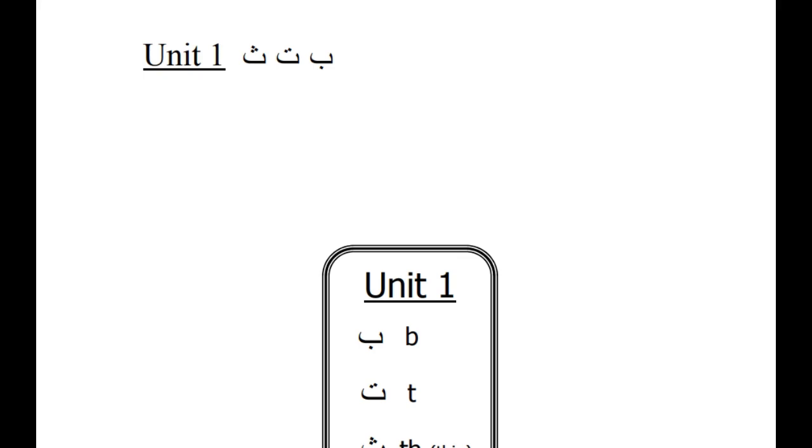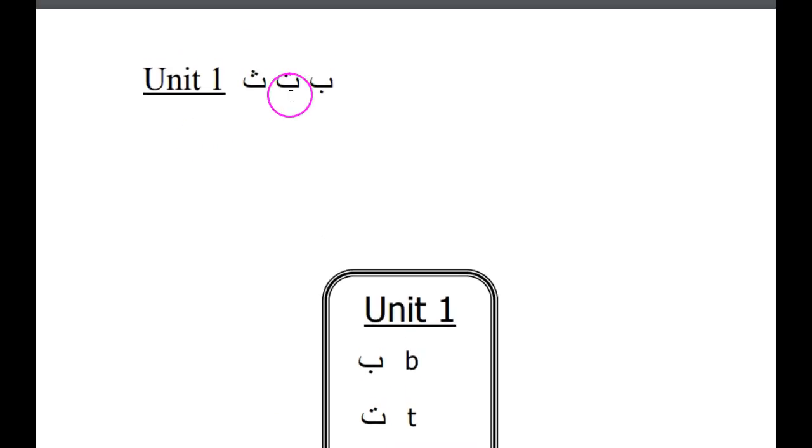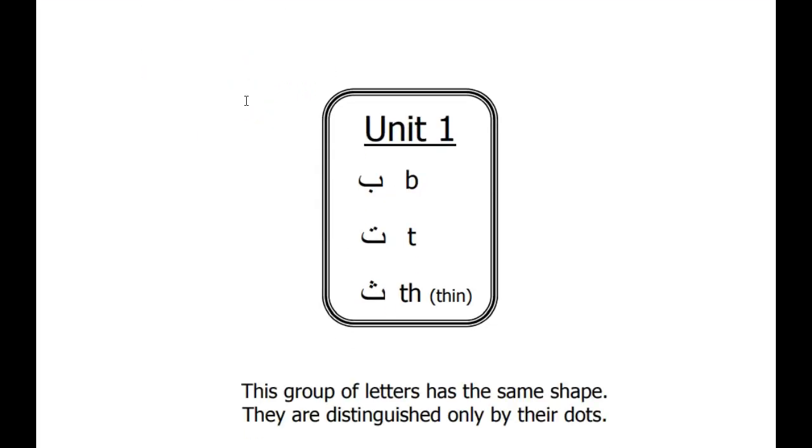Okay, they look alike, but the difference is very tiny. For example, one has a dot, another has 2 dots, or some have no dots. So how to identify them. So in unit 1, we are gonna do the letters ba, ta, tha. Ba, ta, tha. Okay.